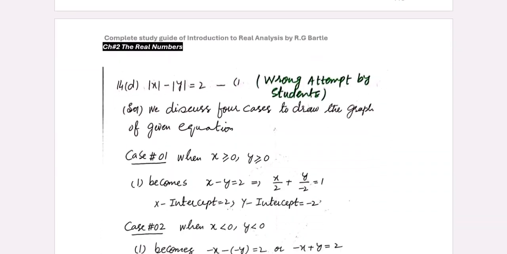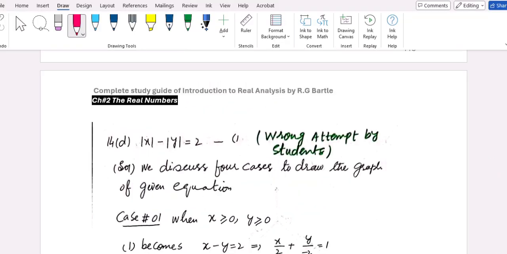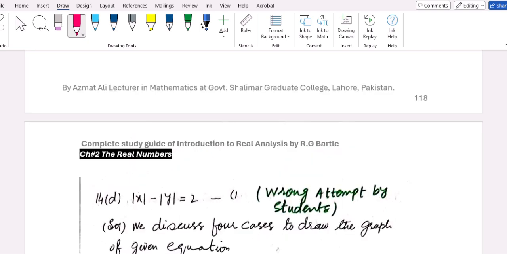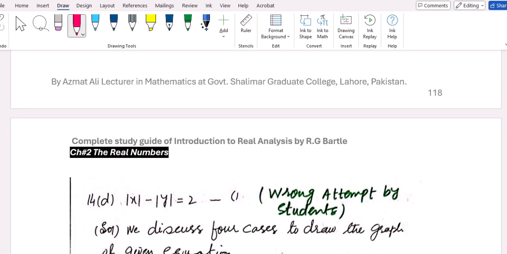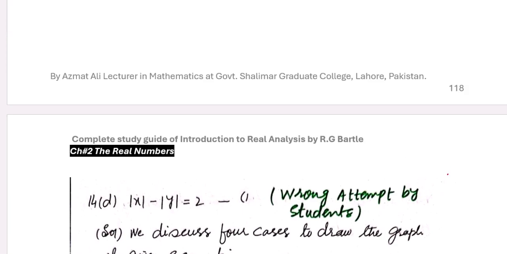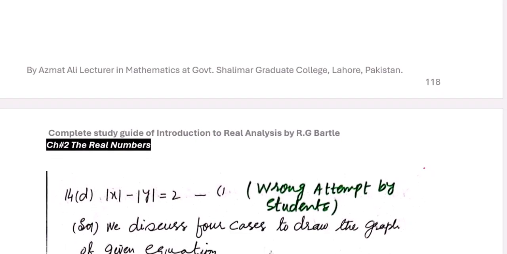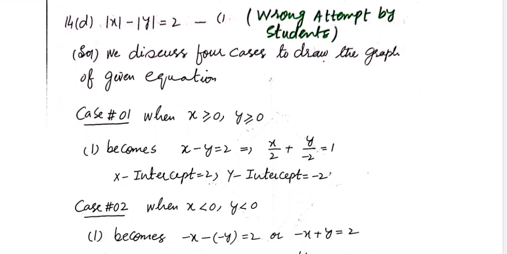Next we move to the last part, and I will share two different methods to solve this question. The first method is actually the wrong method attempted by different students. I observed while checking the papers of students that students commonly do this question as follows, and that is wrong. So this is the wrong attempt by students.